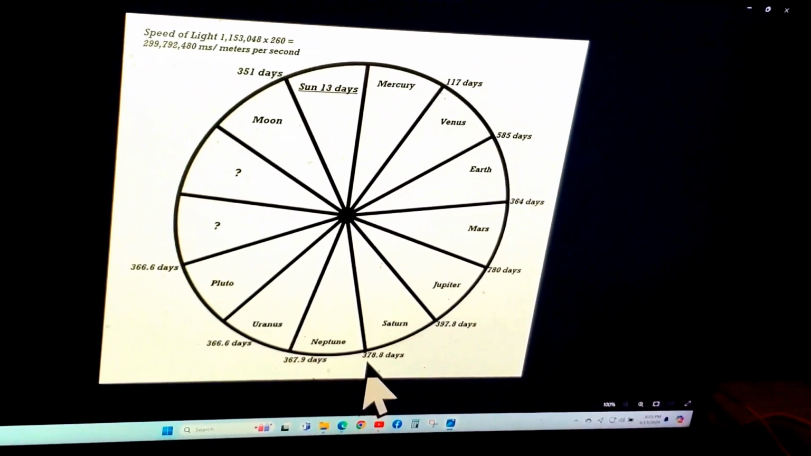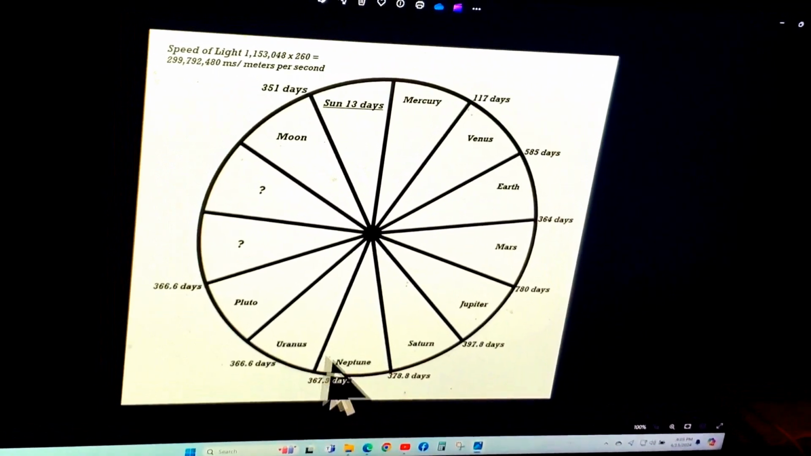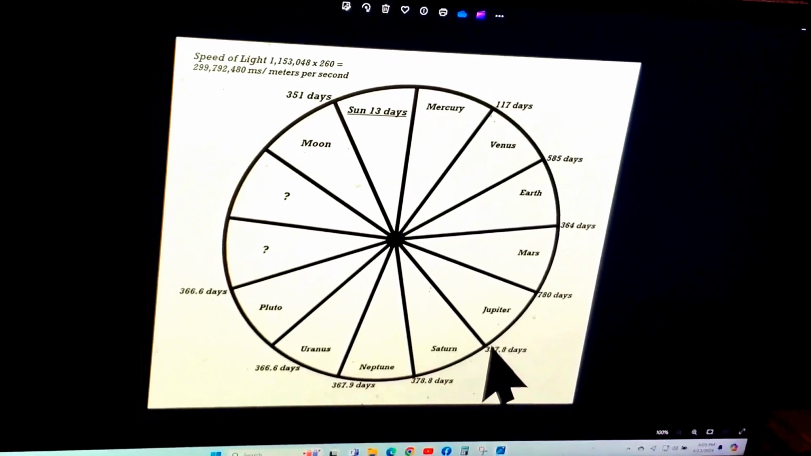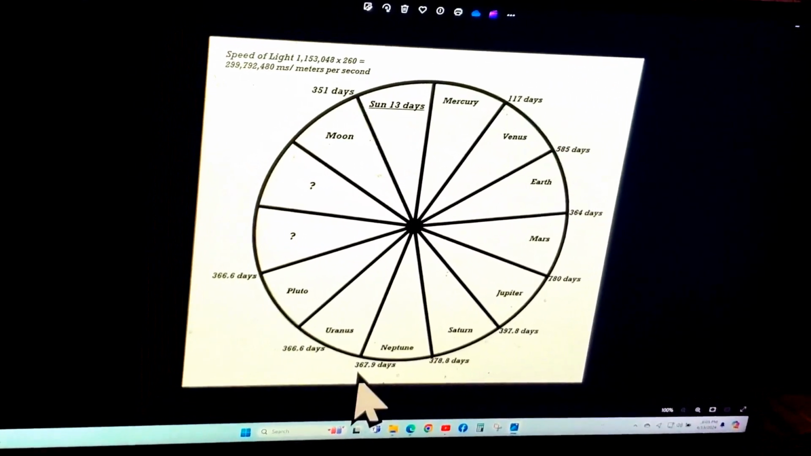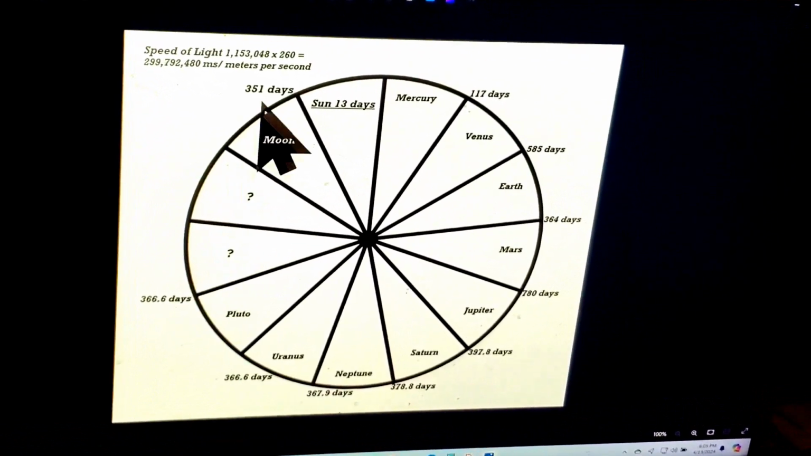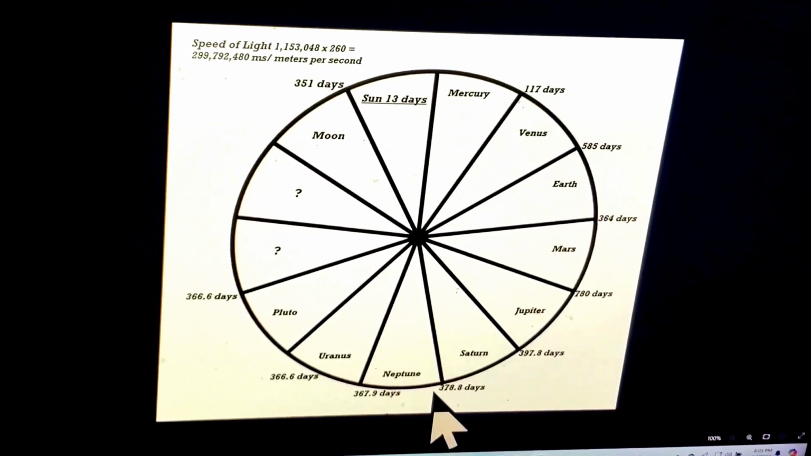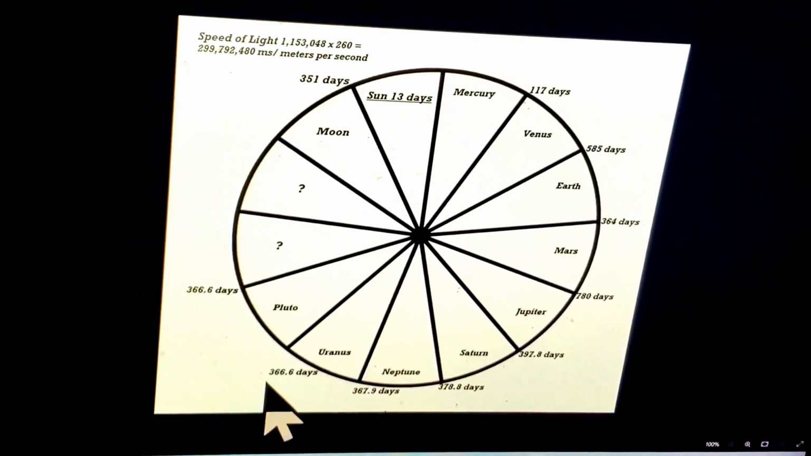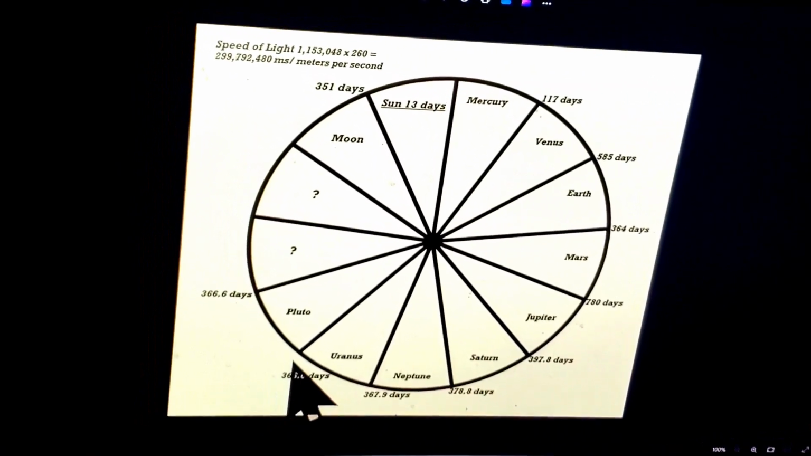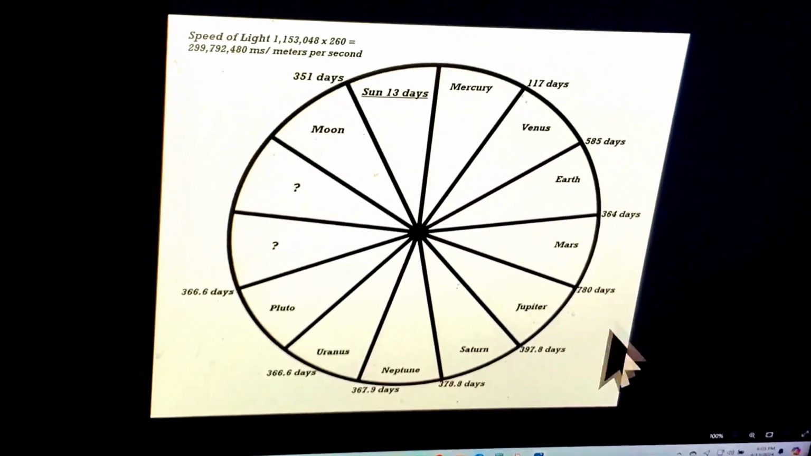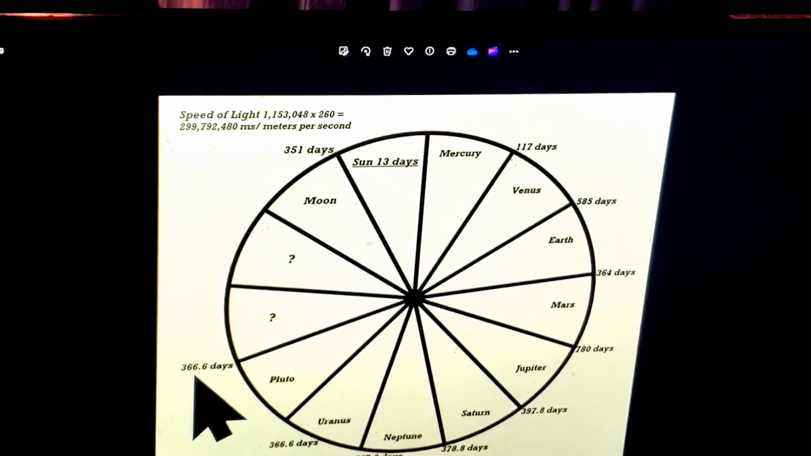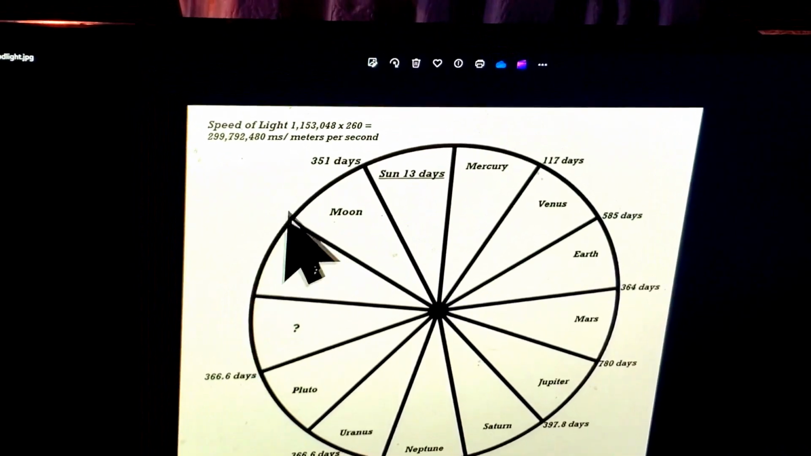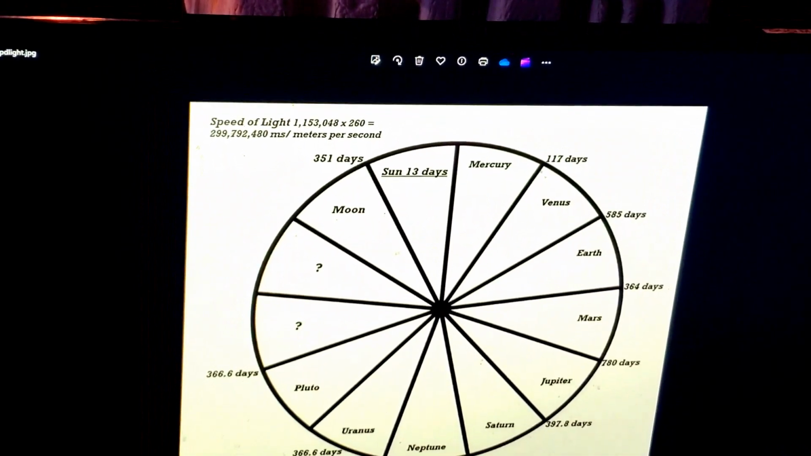Saturn, 378.8 days, and you go up, and Saturn will go all the way back to itself. Neptune, 367.9 days, and you go, and it comes back to itself. Uranus, and it's 366.6 days, and it'll go all the way back to itself. Pluto, 366.6 days, and you go all the way around, and it comes back to itself.